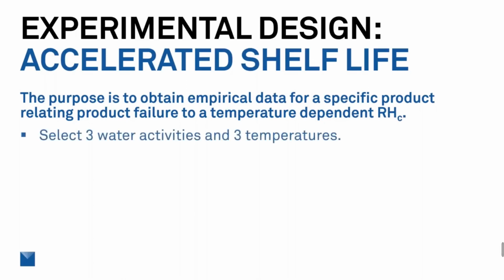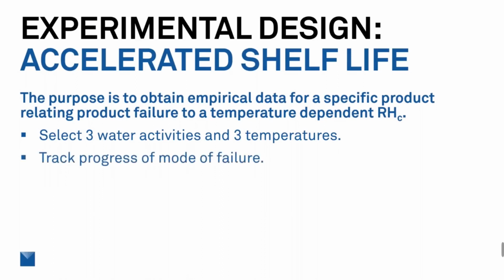So the RH is going to go down. So how to set one up? You need to select 3 different water activities and 3 different temperatures. And then what you would do is hold your product at a combination of each of these 3. So it would end up being like 9 subsamples for these combinations.